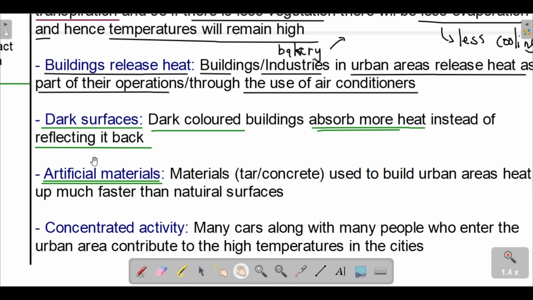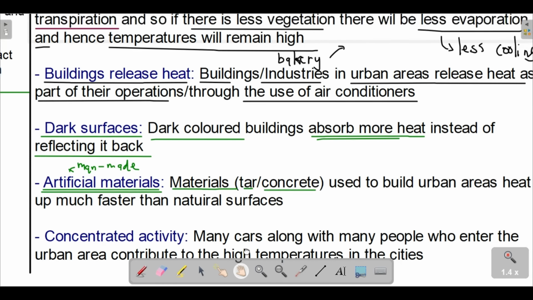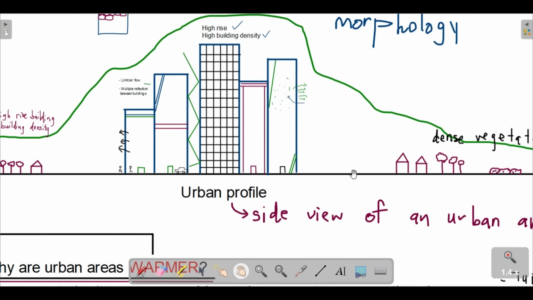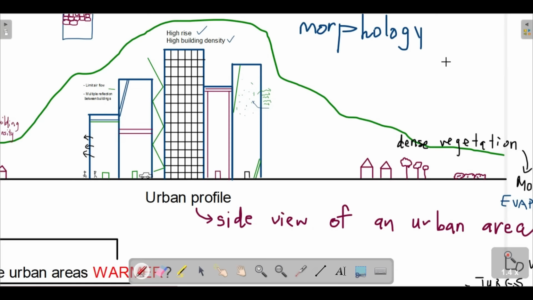The fourth point here is that urban areas are warm because they use artificial materials. Artificial means man-made. We use a lot of man-made materials which absorb a lot of heat, such as tar and concrete. You're going to find these in urban areas, not in rural areas. Rural areas have natural materials, and natural materials tend to not absorb a lot of heat compared to artificial materials.